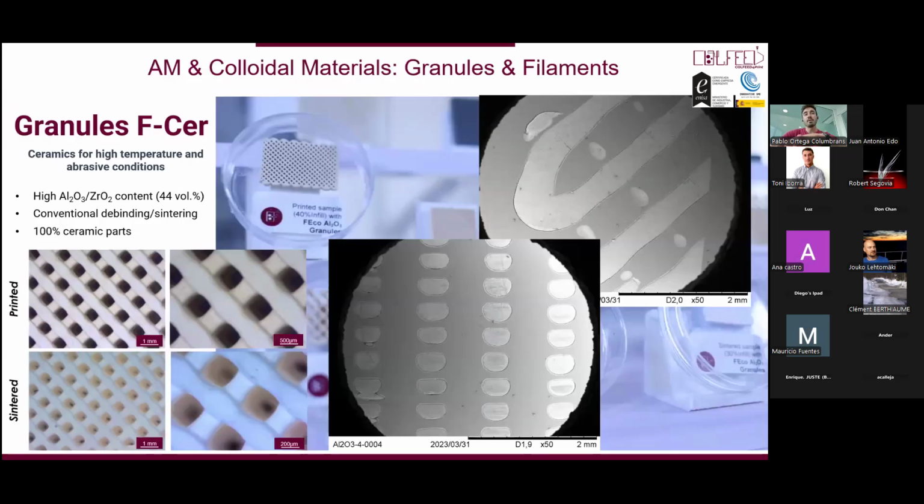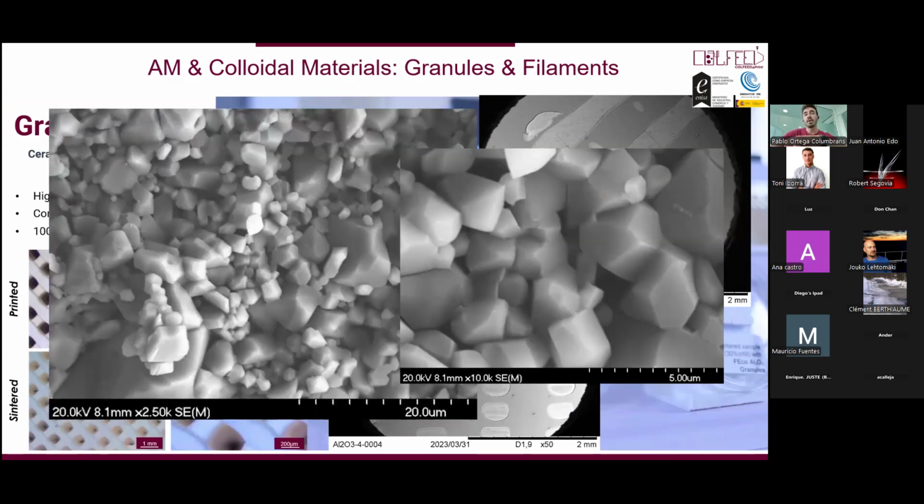And here you have some images of the section of our materials. These are from the green part, where keeping this molten behavior you are able to obtain this type of structure. And actually, after the sintering process and going a bit deeper in magnification, we can see how we completely eliminate the polymeric matrix and how the particles are able to form this network and consolidate the pieces.